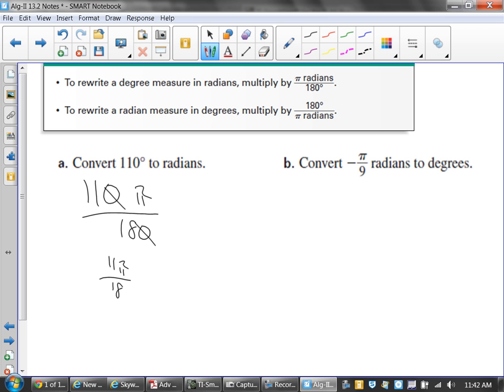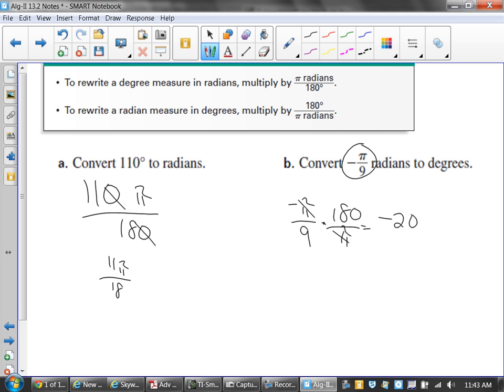As you go in the other direction, a recommendation when you have negative angles, especially in radians, is that it's a fraction, so put the negative in the numerator. And here again, you're multiplying by 180 over pi. What's pi over pi? 1. Since it's negative, I know I'm going to have a negative result. 9 goes into 180 how many times? 20. So it's negative 20.